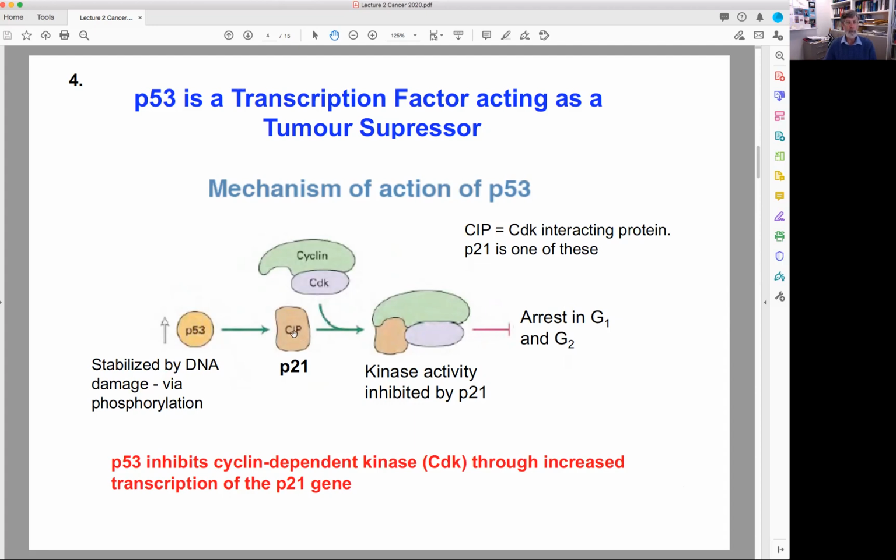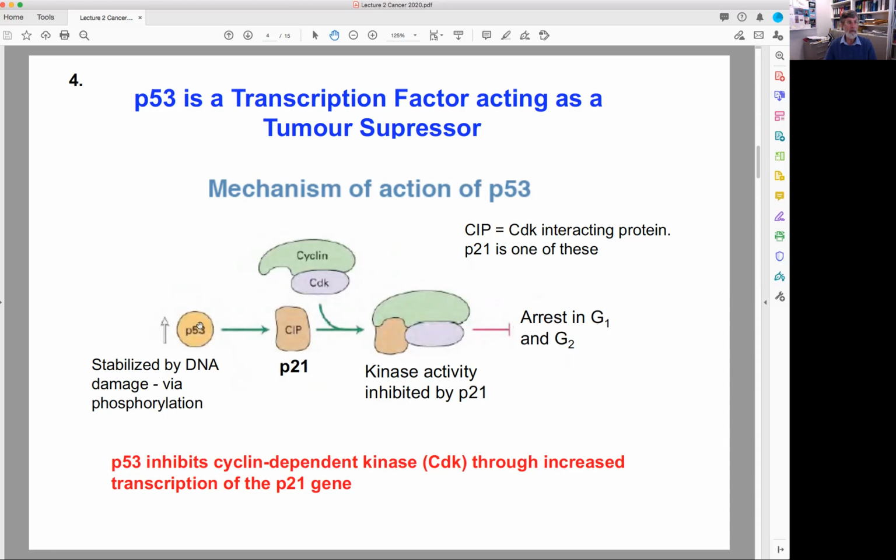And this CIP protein is an inhibitor of the CDK cyclin complex. So the CIP, or P21 as an example, binds to the CDK cyclin complex, and that complex is inhibited. There's no longer the CDK activity. So the kinase activity is inhibited by, for example, P21, and that causes arrest in G1 and G2 phases of the cell cycle.